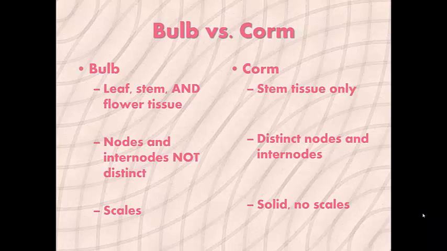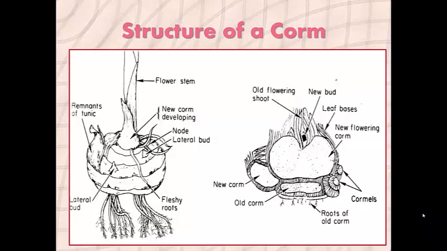Bulbs do not have distinct nodes and internodes. The basal plate is the only stem tissue in a bulb, and it's so compressed you can't see nodes and internodes. A corm, since the whole thing is stem tissue, has distinct nodes and internodes because it is a modified stem, so it has the same parts as a regular stem would have. And again, the bulb has scales; the corm is solid, it does not have scales, it does not have leaf tissue. So here's a diagram of a corm.